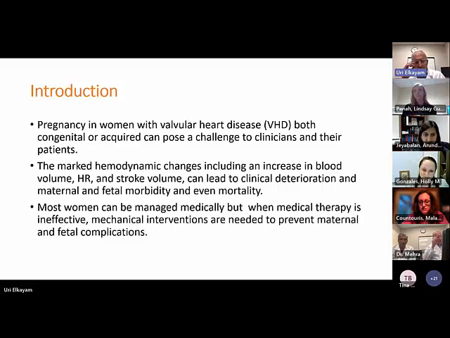As a way of introduction, pregnancy in women with valvular heart disease, both congenital or acquired, can pose a challenge to clinicians and their patients. The marked hemodynamic changes, including an increase in blood volume, heart rate, and stroke volume, can lead to clinical deterioration and maternal and fetal morbidity and even mortality. Most women can be managed medically, but when medical therapy is ineffective, mechanical interventions are needed to prevent maternal and fetal complications.